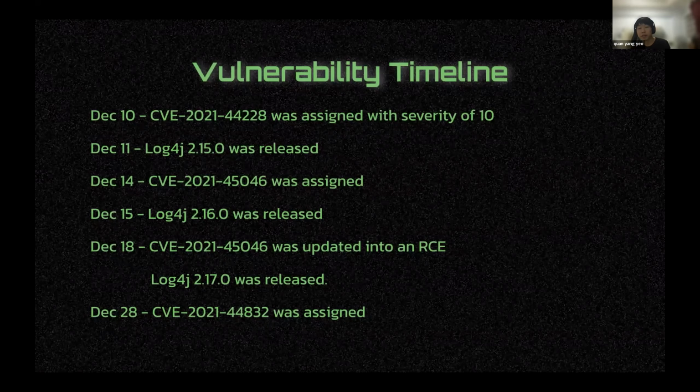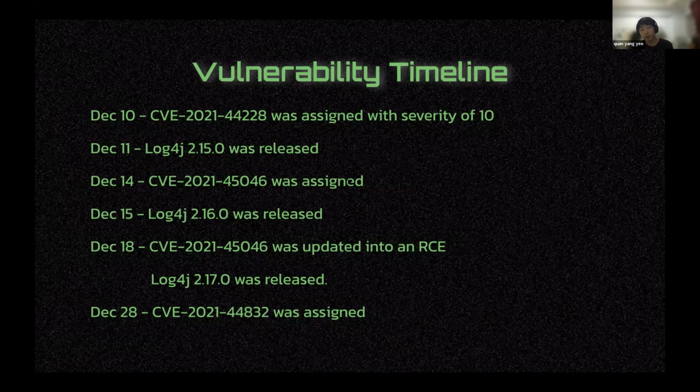So let's look at the timeline for the entire issue. I think it started earlier than December 10. I believe December 4th was when the researcher first reported the issue. But on December 10 the first CVE was assigned, with a severity of 10, which is the maximum. And only on December 11 did they release a patch. In a couple of days, a new CVE was assigned, a new vulnerability was found, and this continued for a couple of days until December 28th. We'll talk more about each of them later.